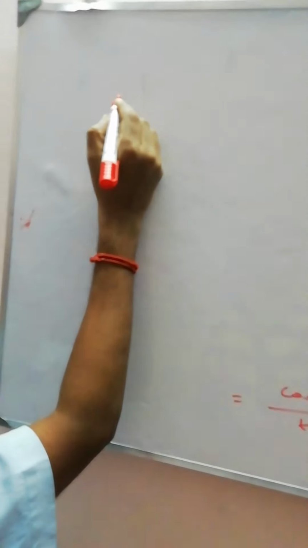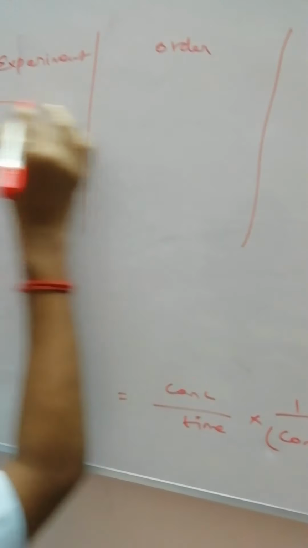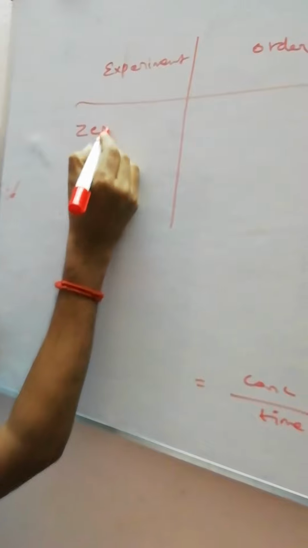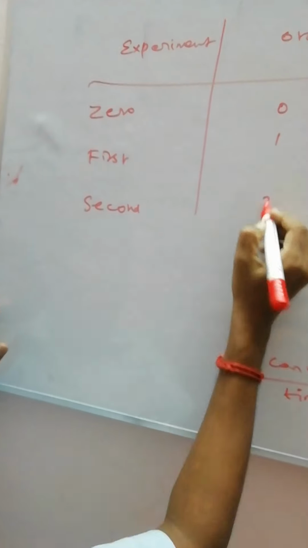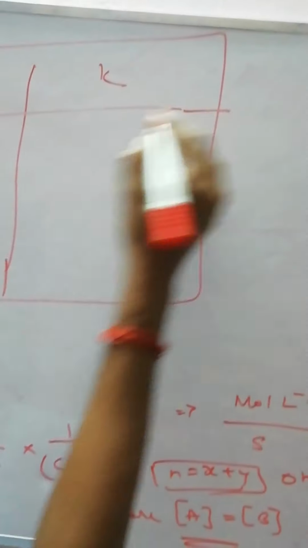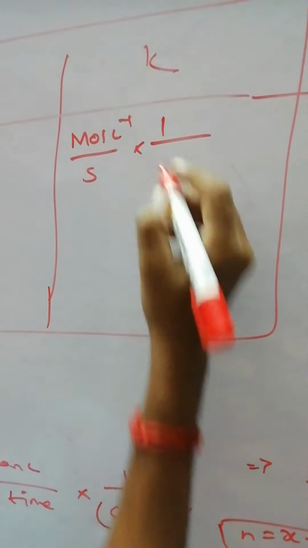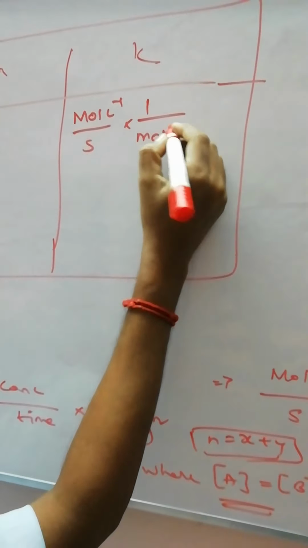Now I am going to write: experiment, order, k value. This is zero order, first order, second order, with values 0, 1, 2 given. How do we calculate these? I told you the concentration, as I already discussed: mole per liter per second, into 1 by concentration, and concentration means mole per liter.